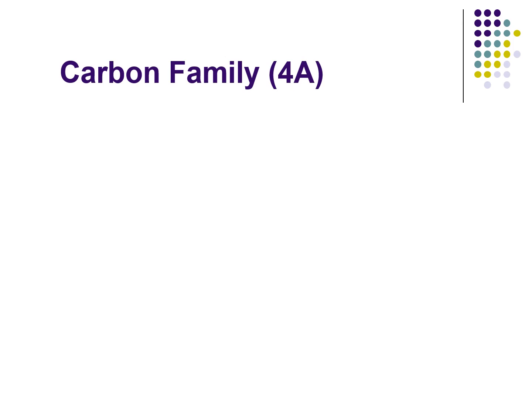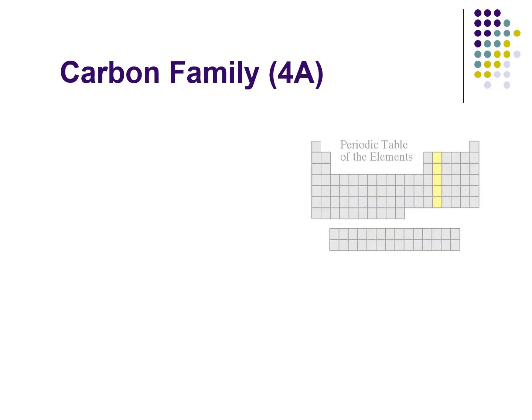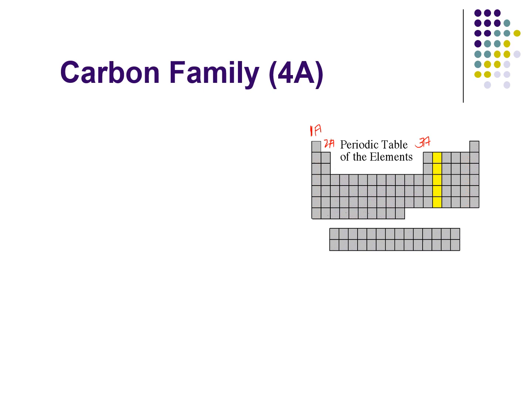Next, Group 4A. So, ito na tayo. So, ulitin natin. So, this is 1A, 2A. So, this is 3A. And now, we are in 4A. Ayan, yung color yellow. Yung highlighted ng yellow. So, group 4A is known as the carbon family, which includes the following elements.